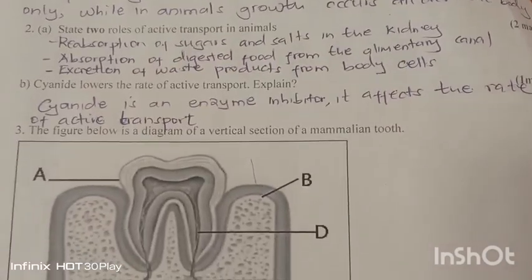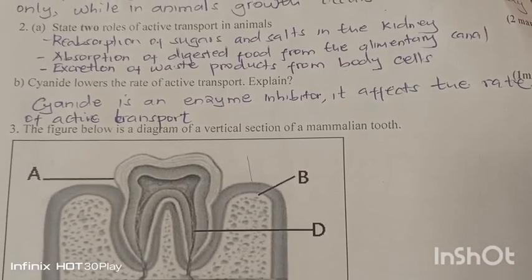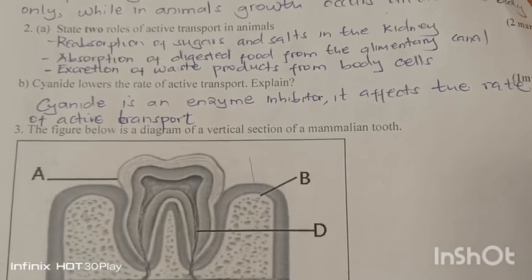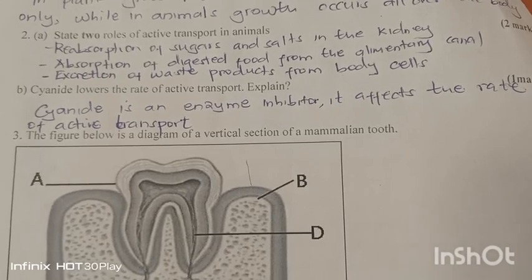Number 2, you are told to state two roles of active transport in animals. It helps in reabsorption of sugars and salts in the kidney, absorption of digested food from the alimentary canal, and excretion of waste products from the body cells.